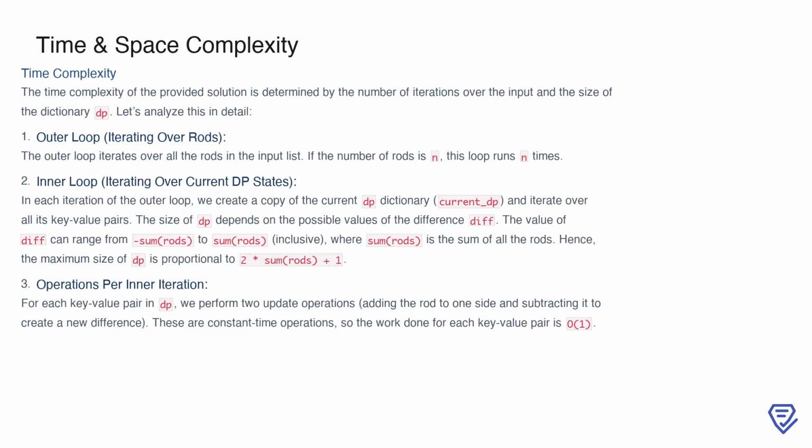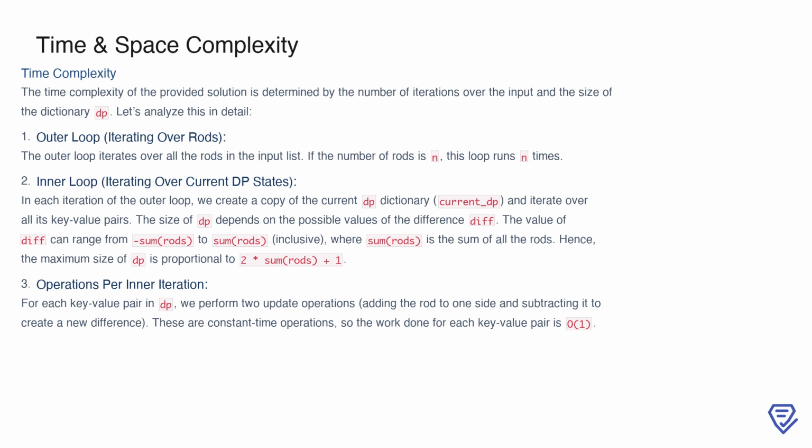The time complexity of this solution is driven by how many times we iterate over the input and the size of the dp dictionary. First, the outer loop runs once for each rod in the input list. If there are n rods, this loop executes n times. Within this outer loop, we create a copy of the current dp dictionary and iterate over all its key value pairs. The size of the dp dictionary is proportional to the range of possible values for the difference diff, which spans from negative sum of rods to positive sum of rods. This gives us a maximum size of 2 times sum of rods plus 1 for dp.